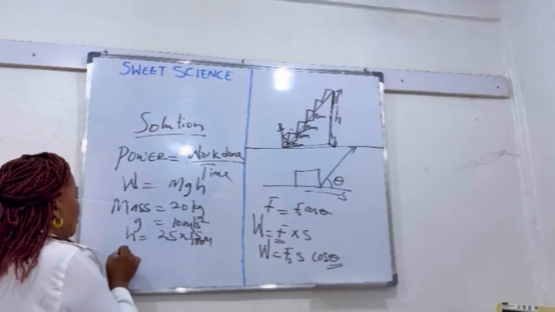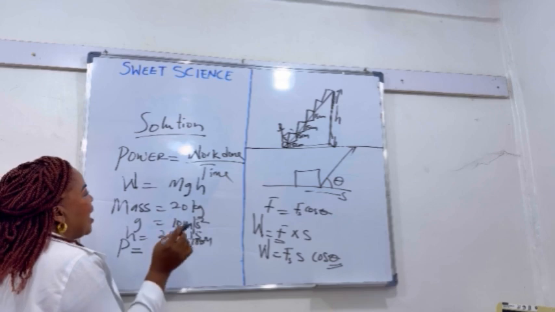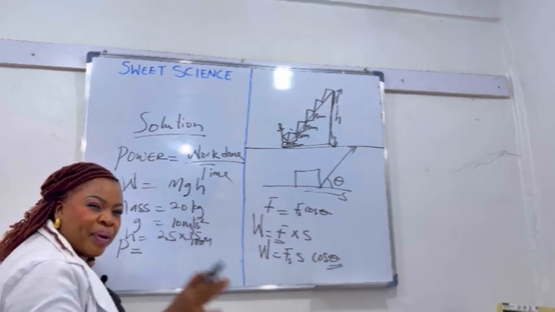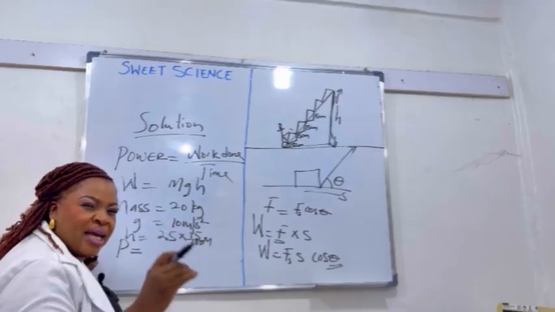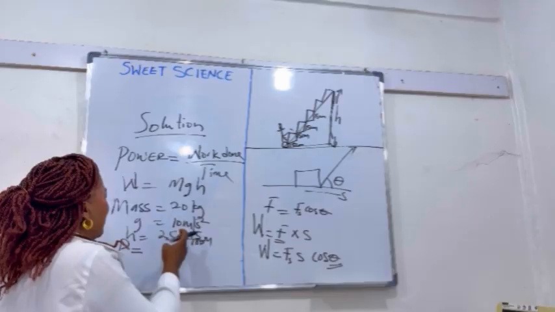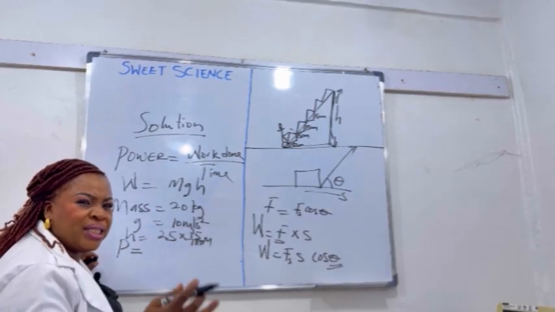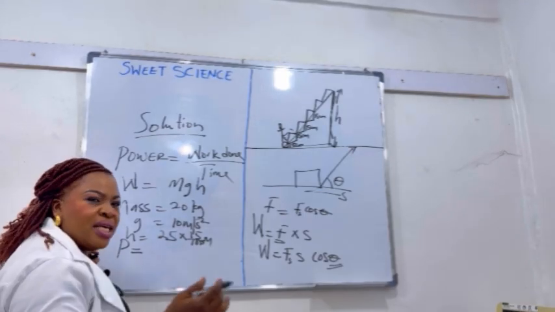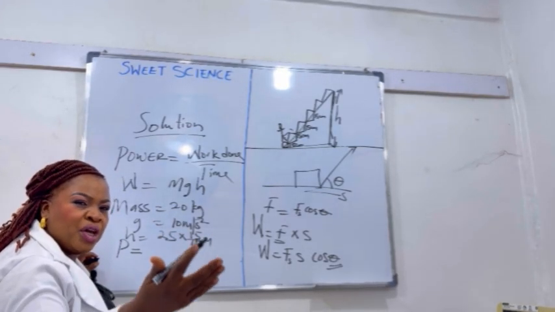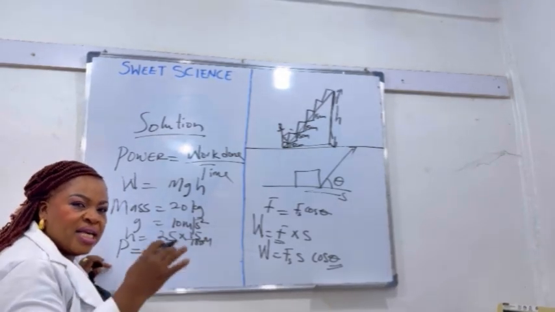Now, the power is equal to work done all over time. And then we have our parameters. Always bring out your parameters. When you bring out your parameters, you see that it will be easy for you to substitute. What we are doing here now is just to substitute these parameters into our known equation. We are working from known to unknown. The unknown thing is power. Every other thing here is known.